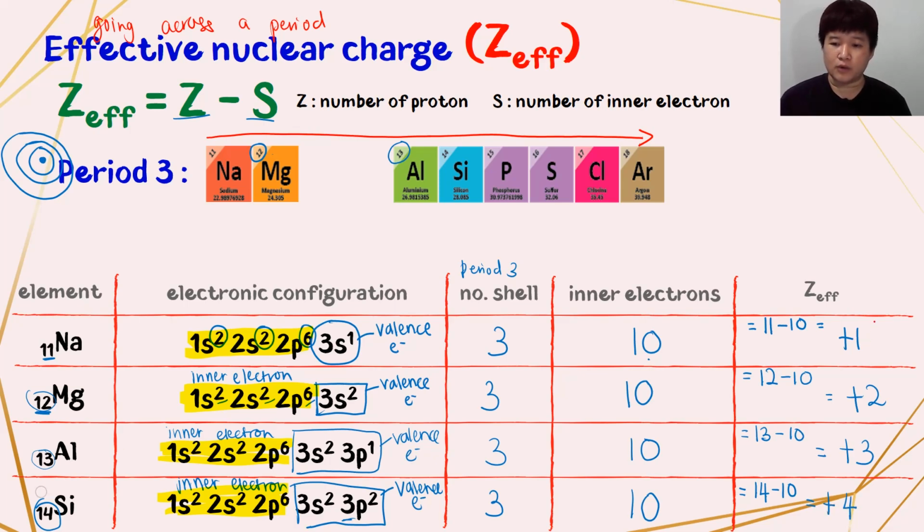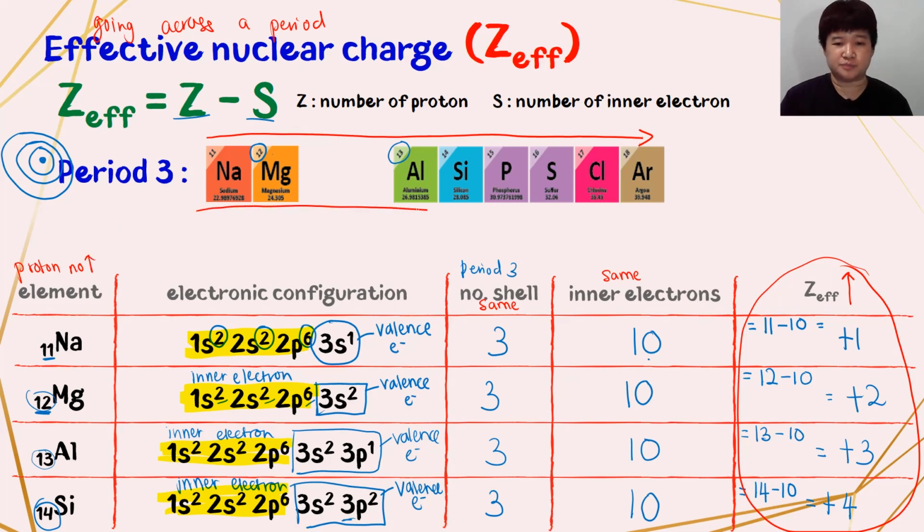So you can see over here, when you go across a period, the effective nuclear charge increases. The inner electron remains the same. The number of shells remains the same. The proton number increases. So when you go across period 3, the proton number increases. Therefore, the effective nuclear charge increases.